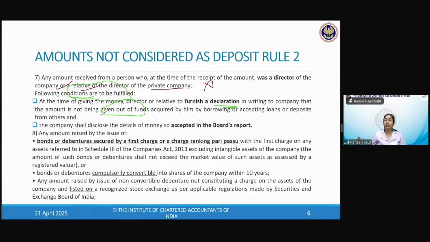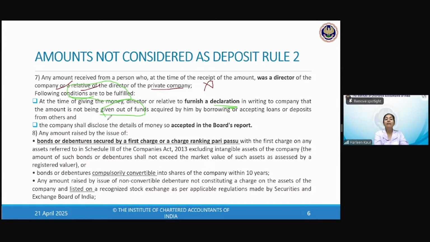So there was a director, Mr. A of ABC Private Limited. He is lending 10,000 rupees to the company. If you don't want to treat this amount as a deposit, you have to take a written declaration from Mr. A. He will give in writing that this amount which I have given to the company is not out of borrowed funds. It is out of my own funds. This is my own hard-earned money that I'm giving to you. I have not taken a loan from others to give you this 10,000 rupees.